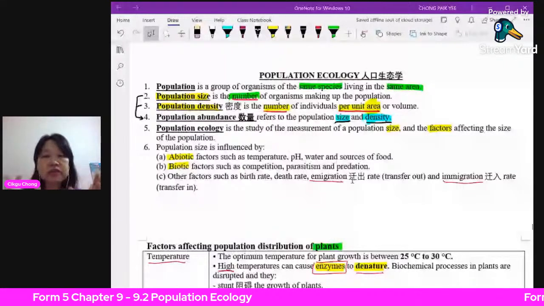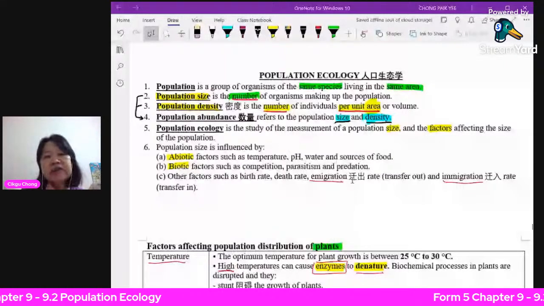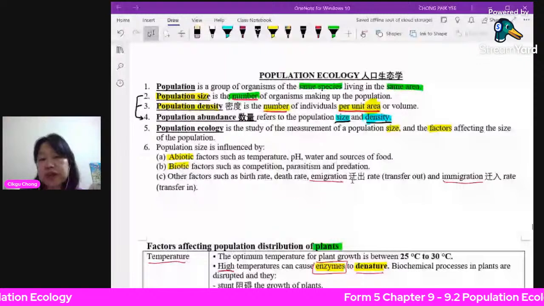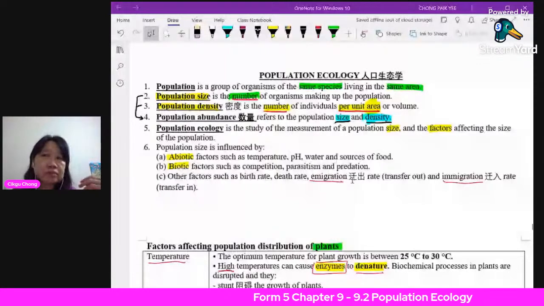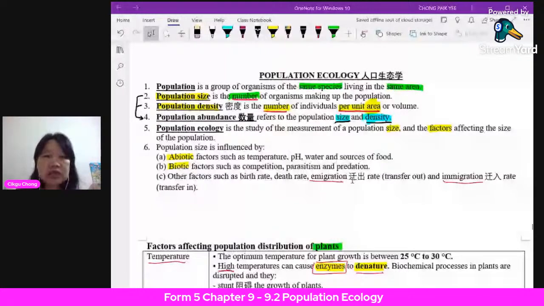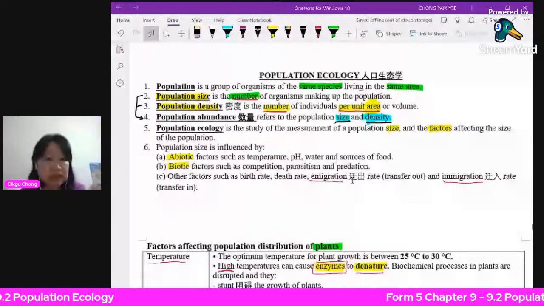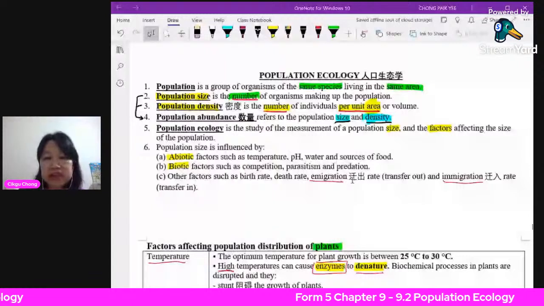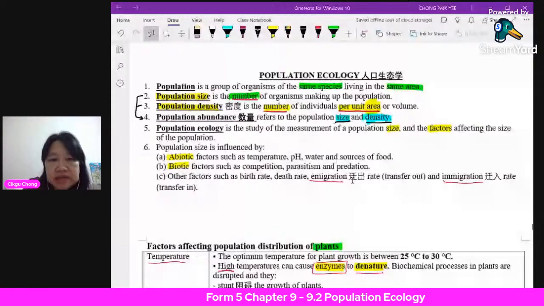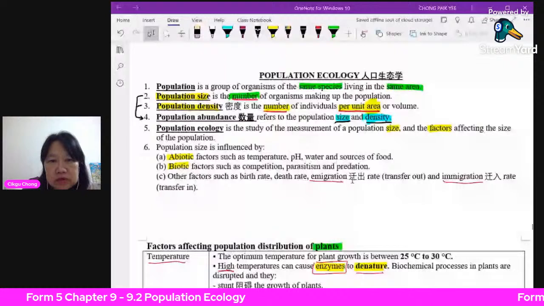Other factors would be like birth rate, how fast they reproduce, and death rate, how fast they die off. The new generation will be born and then the old generation will die off. That's called the birth and the death rate. Death rate has another name, mortality rate. Just a little new word. Mortality rate is the same thing as death rate. That means how fast they are dying.